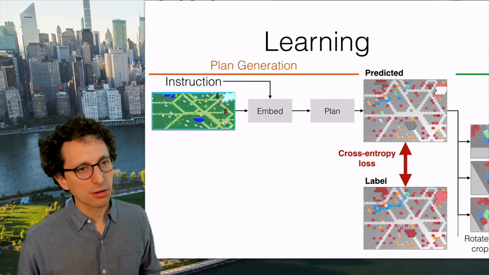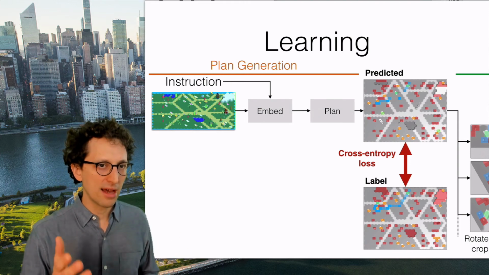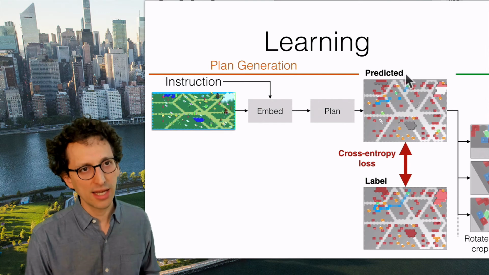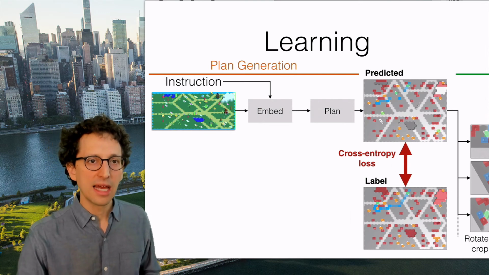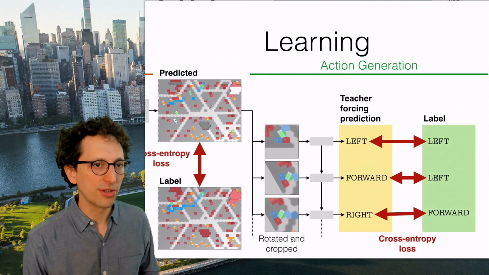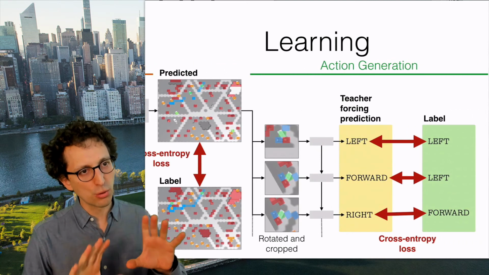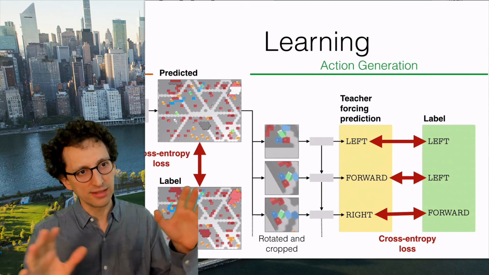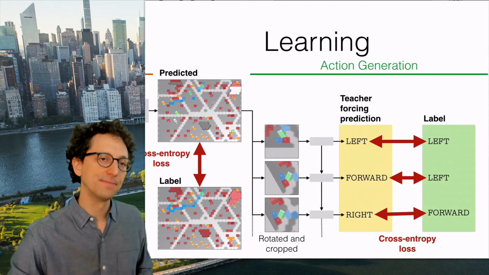So how does it look? Just to visualize this, on the predicted plans we have a cross entropy loss that we get from the gold standard plans, and then we use teacher forcing for the action generation. So we have these two objectives that train these two parts separately, and then we fine-tune the whole thing.